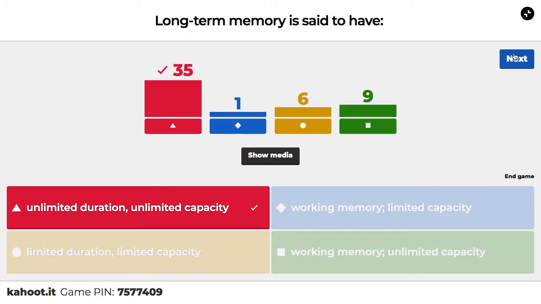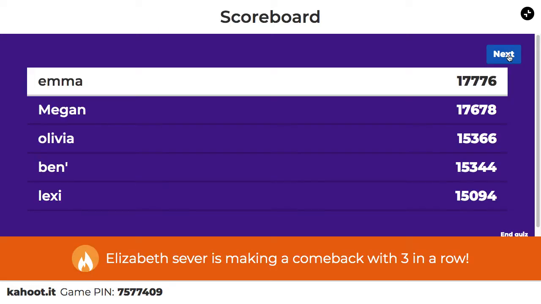Good. Okay. Working memory is actually in short term. And working memory would be limited capacity and limited duration. So that's what working or short term would be.